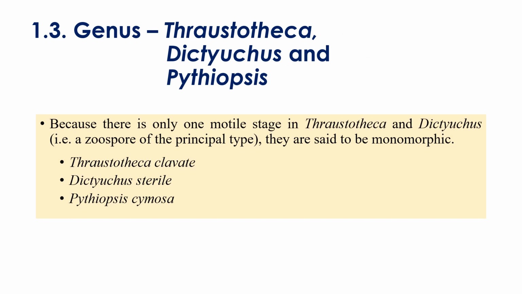Other genera include Thraustotheca, Dictyuchus, and Pythiopsis, which are of less importance because only one kind of motile stage is present in Thraustotheca and Dictyuchus. Generally, zoospores are of the principal type and said to be monomorphic. A couple of examples are Thraustotheca clavata, Dictyuchus sterile, and Pythiopsis cymosa.